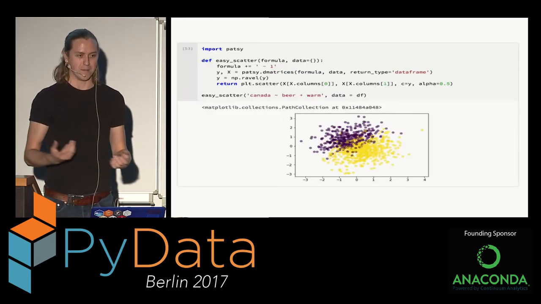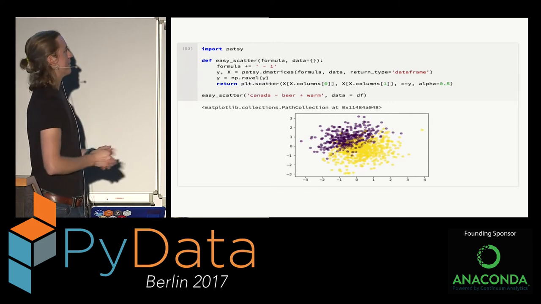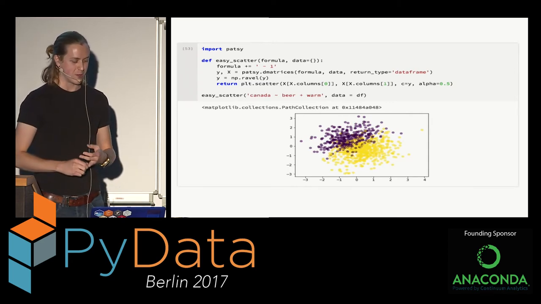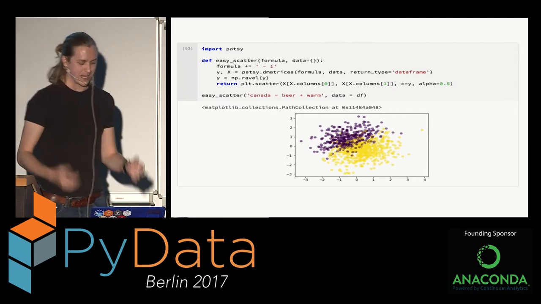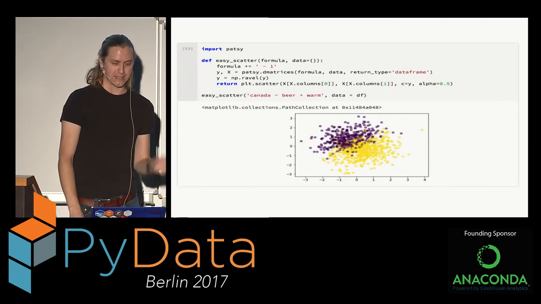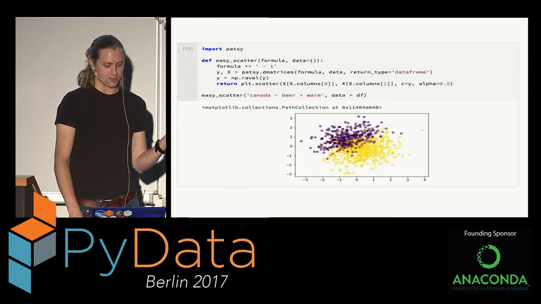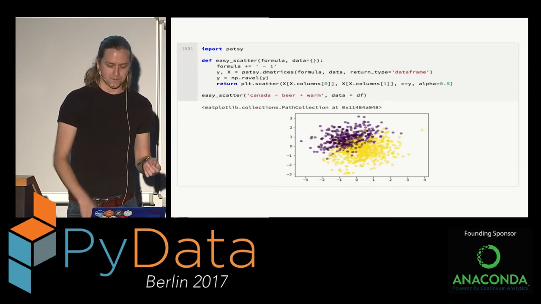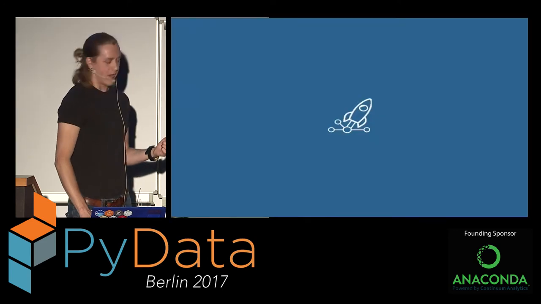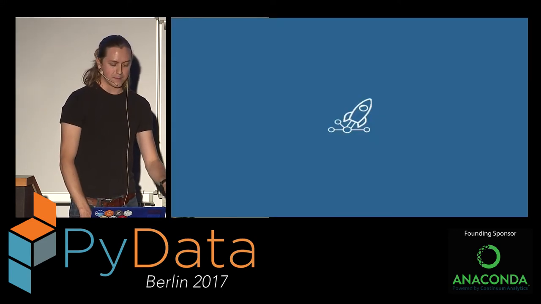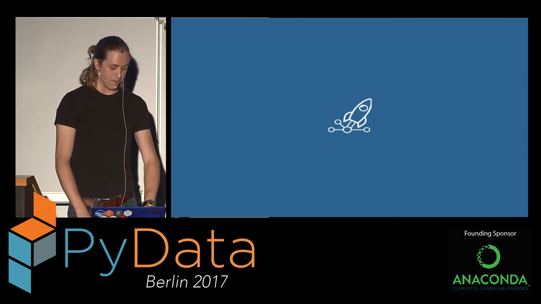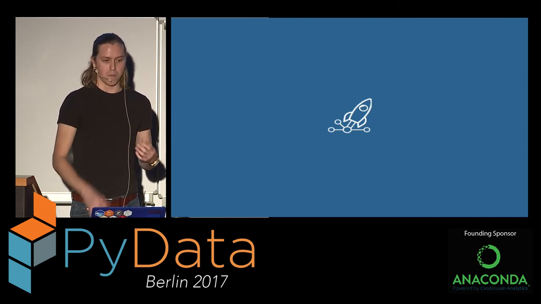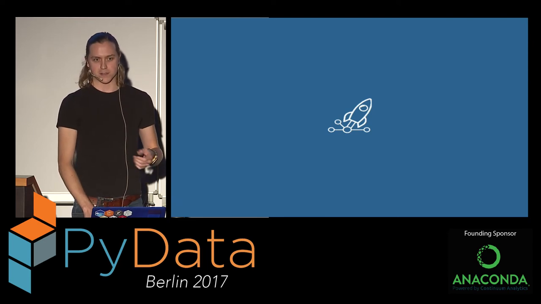This is my lame attempt at using the Patsy library in a simple function. So I mentioned that I kind of hate matplotlib. I wanted just an easy scatter plot, and so I can say, hey, give me Canada on top of beer and warmth, and plot that. This is kind of pathetic though. The PyMC3 people have actually taken Patsy and have done a lot better job in building out a more robust way to integrate these formulas into what they do.